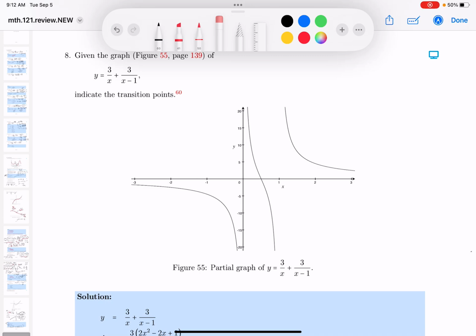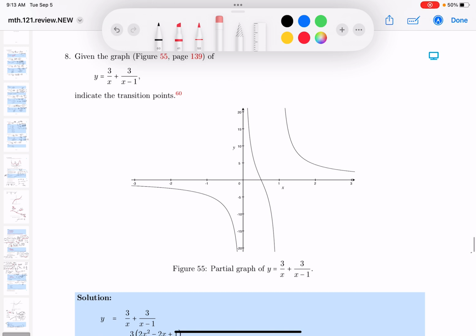Okay, I'm looking at number 8, and I know they want me to analyze this with the transition points. I'm looking at the graph, I'm looking at the function, and I certainly see concavity in the problem, but I don't see any extrema, all right? So what I want to do is go through the derivatives first, and it's going to be somewhat difficult to do that.